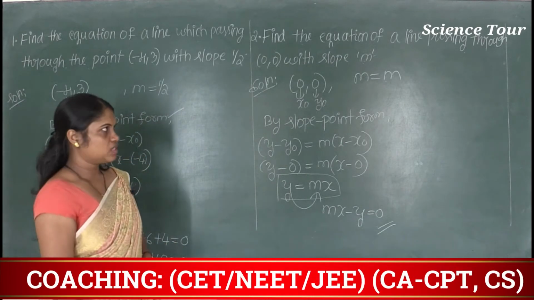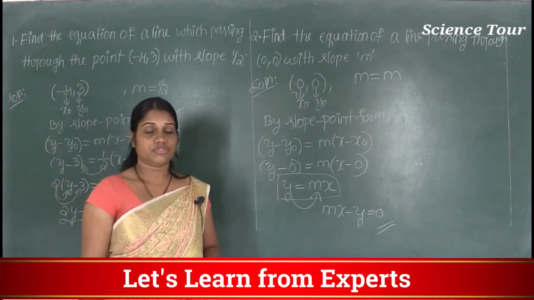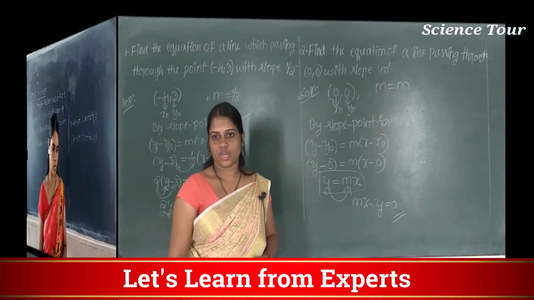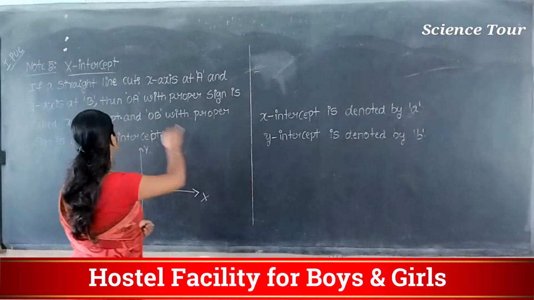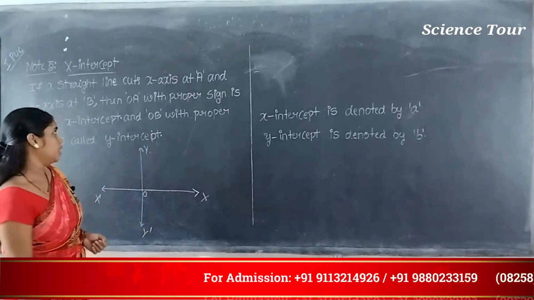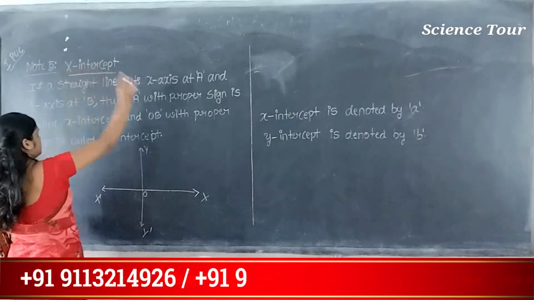So this type of question will come, asking how to find the equation of a line if different conditions are given. Next I'll consider note number 5, which is about x-intercept.